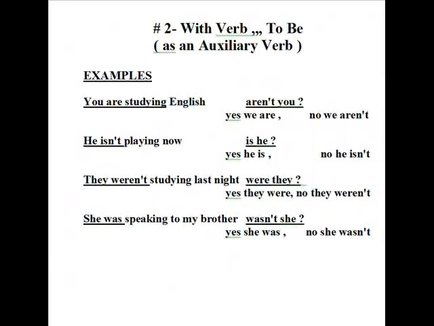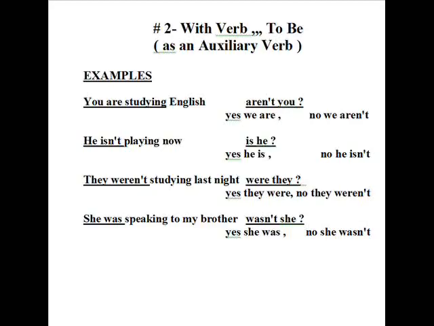Second one, with verb to be as an auxiliary verb. We already talked about verb to be as a main verb, but now we will talk about verb to be as an auxiliary verb. Example: you are studying English. This is present progressive in the affirmative sentence. But the question, aren't you? Yes, we are. No, we are not.